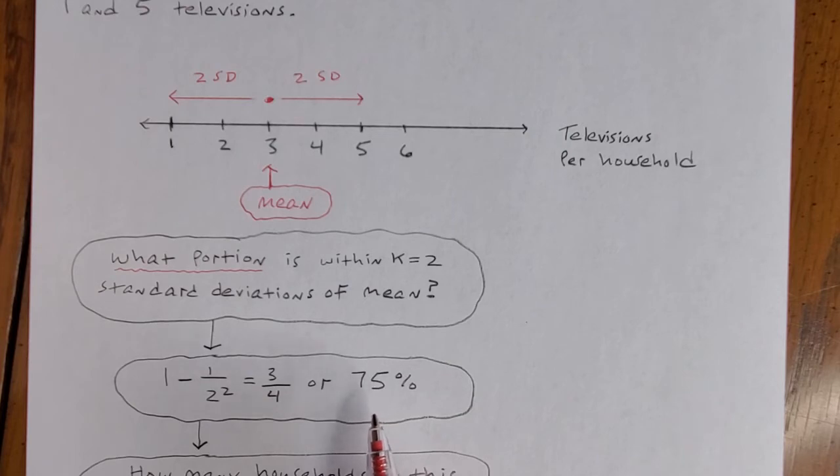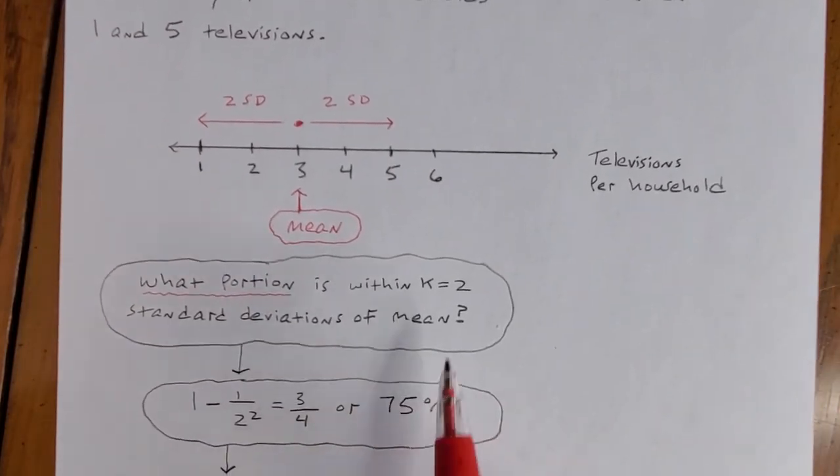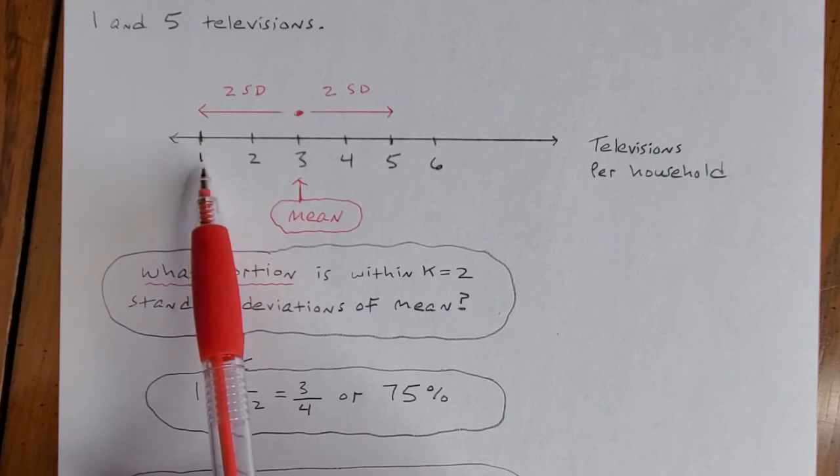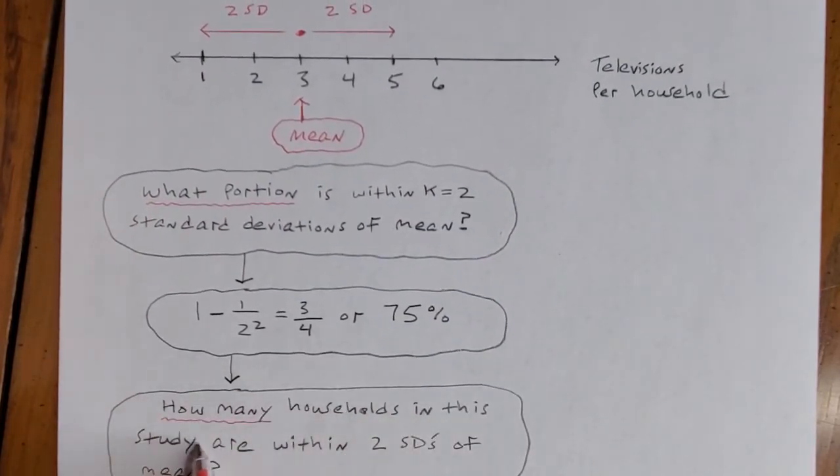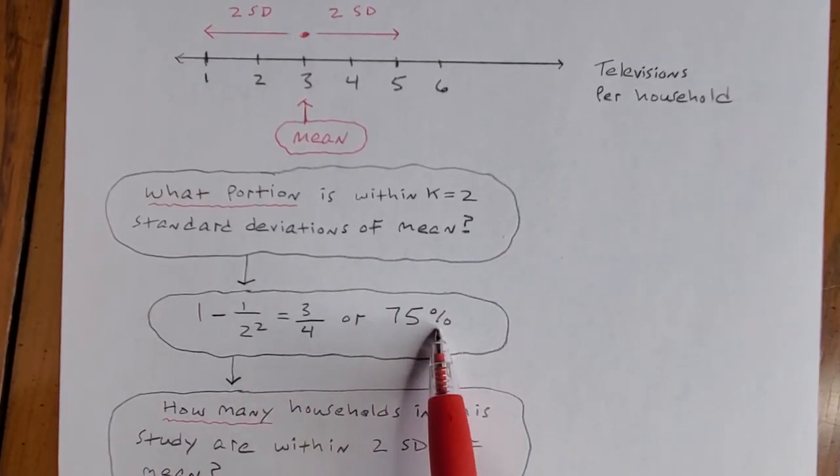I could say I have a class of 30 people and 50% of my students are male. What does that mean? How many students are male then? 15, right? So 50% is the portion, and 15 is the number. So I know that 75% of the data is going to be between 1 and 5. But how many is that? How many households in the study are within 2 standard deviations of the mean? 75% doesn't tell me how many.